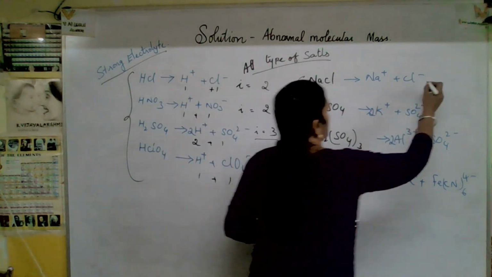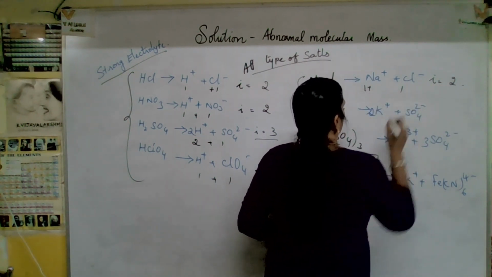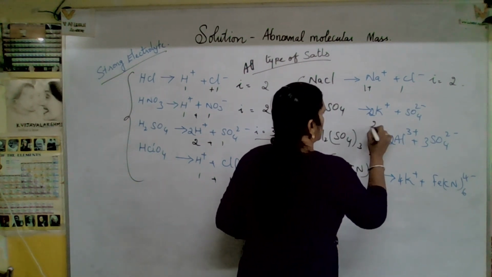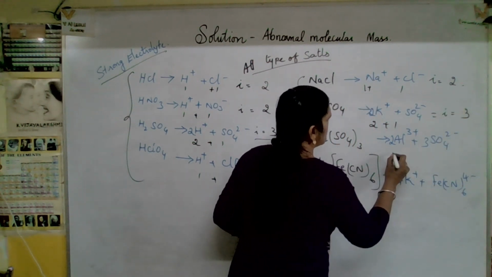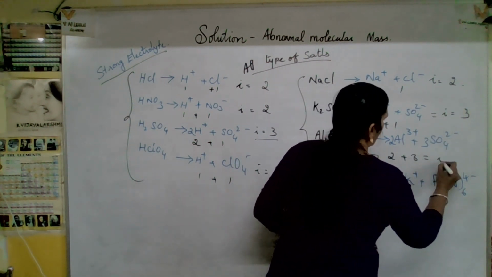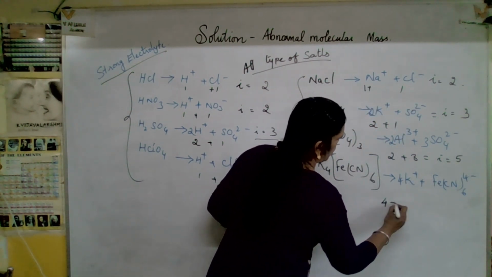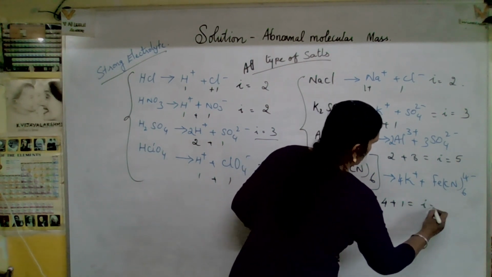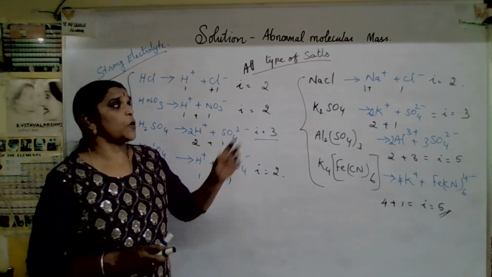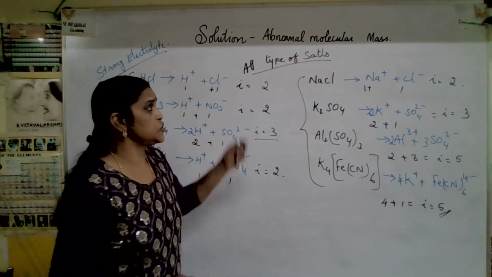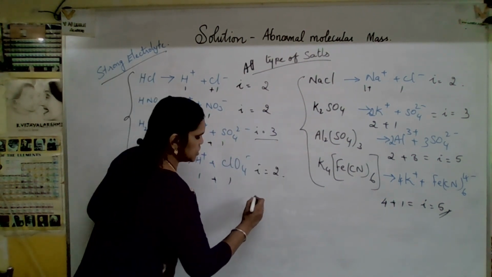Na plus and Cl minus: i equals 2, how do we get it? 1 plus 1. Now K2SO4: 2 plus 1, so i value is 3. Now Al2(SO4)3: 2 plus 3, i value is 5. Now K4[Fe(CN)6]: 4 plus 1, i value is 5. Hope you got a clear idea about association, dissociation and the i factor.